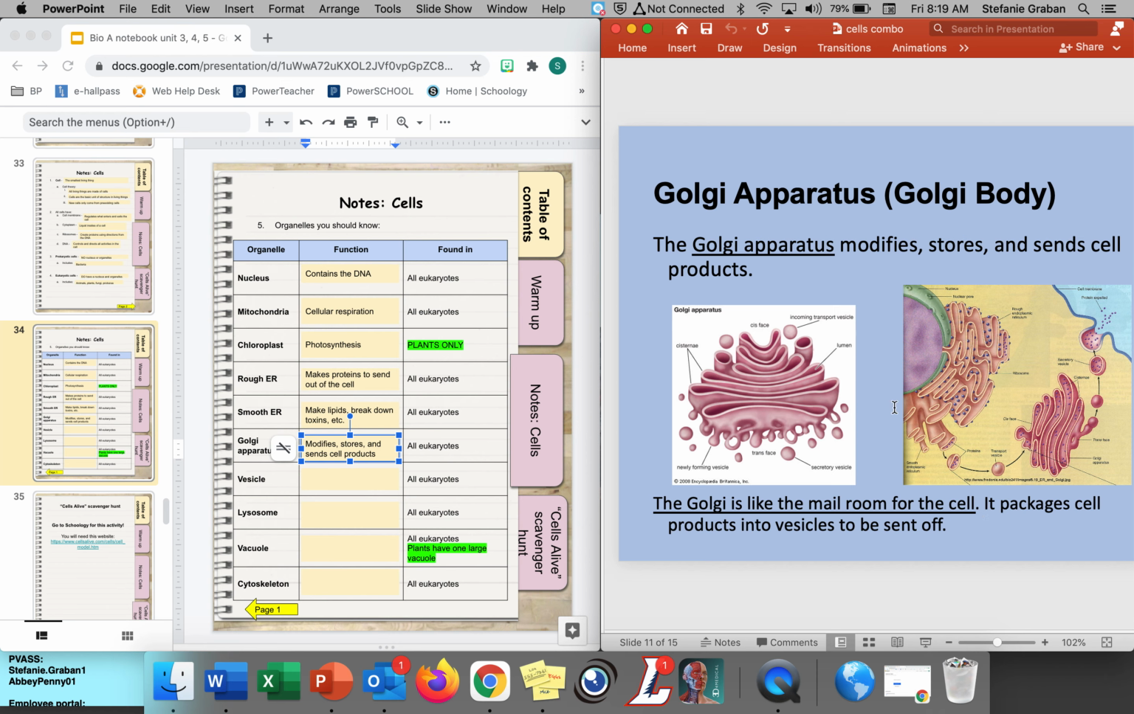But one way you can tell the difference is the rough and smooth ER are always right next to the nucleus. This purple thing's the nucleus. Whereas the Golgi is sort of off on its own.